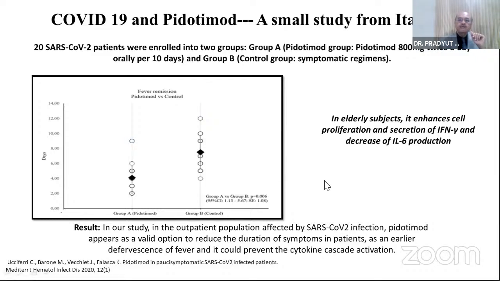Not only that, it was also found that there is increased secretion of interferon gamma and decreased production of interleukin 6. So it also helps to prevent the cytokine cascade activation. There is a paper which is also going to get published soon. We did a study on 175 patients of COVID during the first and the second wave with pidotimod and with curcumin, and both have been found to show excellent results in preventing these patients from going into complications. So I think hopefully by the end of this year, those 2 papers will be ready for publication.